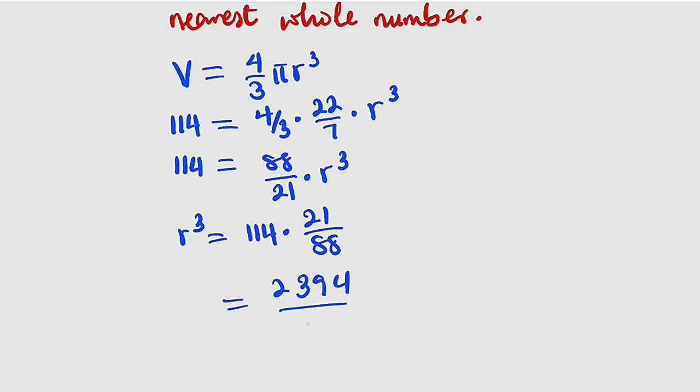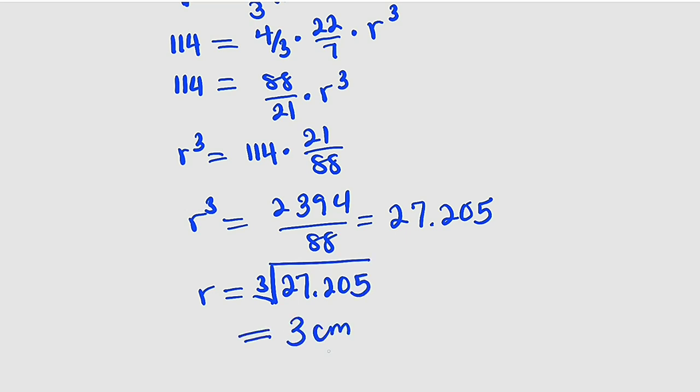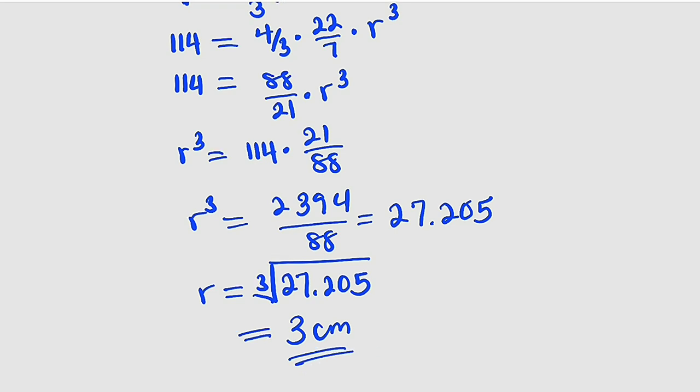2394 divided by 88 is equal to 27.205. We have other values, but this is to 3 decimal places. Finally, to find r, we are going to take the cube root of both sides. The cube root of 27.205, to the nearest whole number, is equal to 3 cm. And hence the radius of that sphere is 3 centimeters.